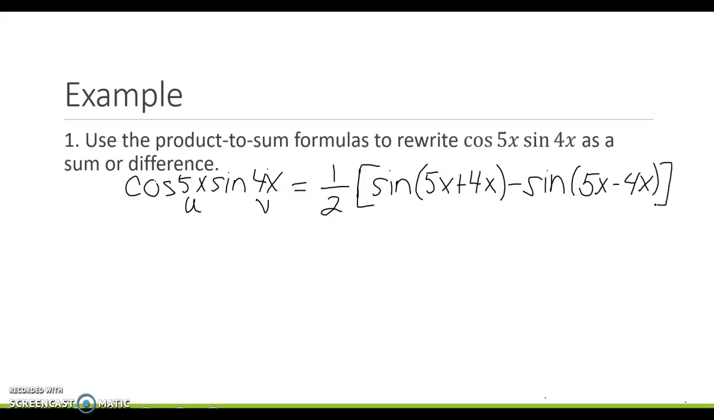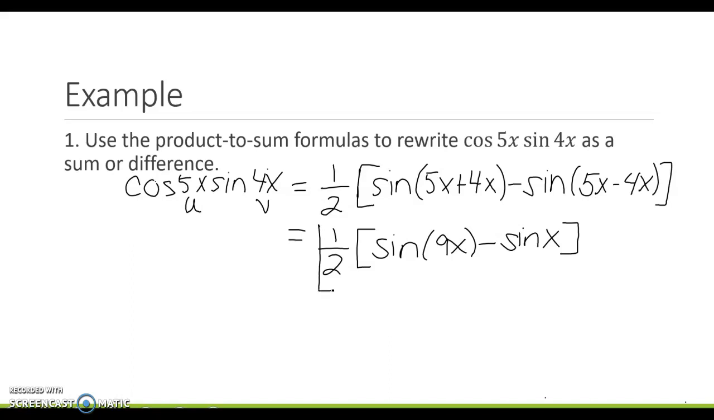And now I'm just going to simplify what I can to turn this into the simplest form. So 1/2, I can go ahead and add the 5x and the 4x to get 9x and subtract the 5x and the 4x to just get x. And at this point, you can distribute the 1/2. You don't have to. And nothing else simplifies, so I'm just going to leave it like that. So all you did was rewrite this into, in this case, a difference. So you wrote the product into a difference.